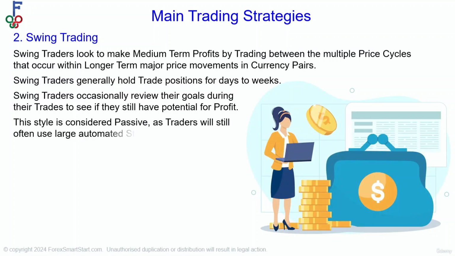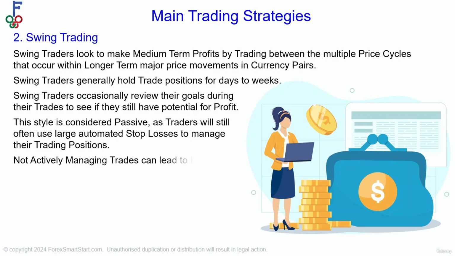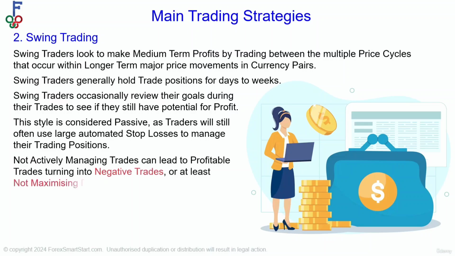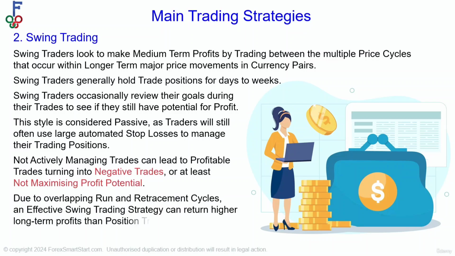This style is considered passive, as traders will still often use large automated stop losses to manage their trade positions. Not actively managing trades can lead to profitable trades turning into negative trades, or at least not maximizing profit potential. Due to overlapping run and retracement cycles, an effective swing trading strategy can return higher long-term profits than position trading.